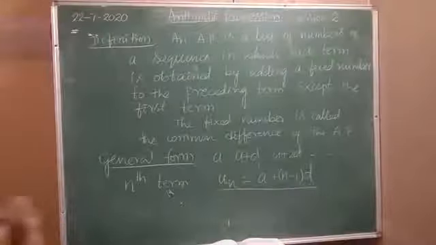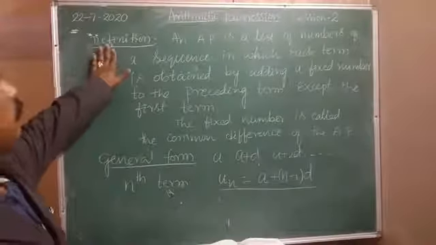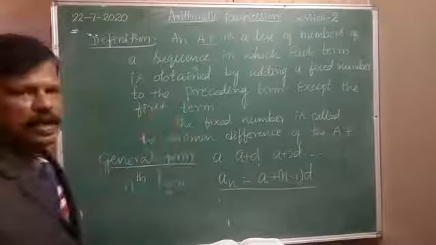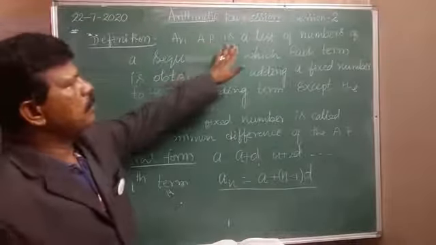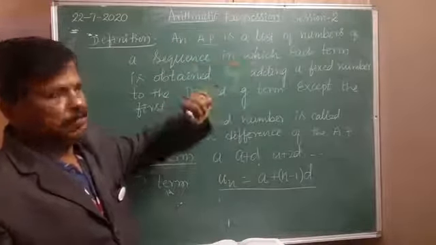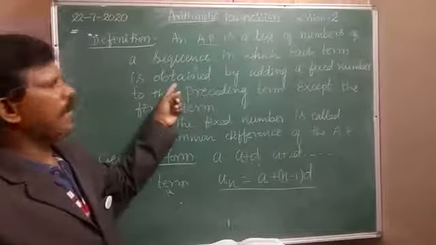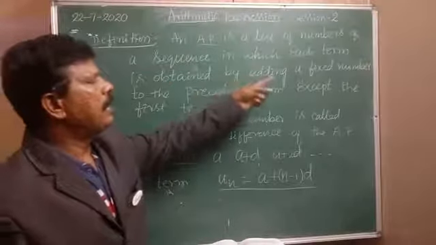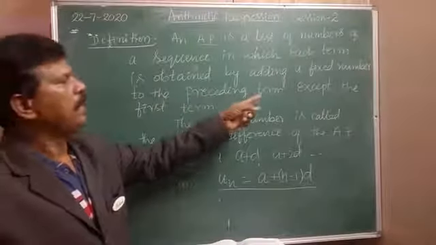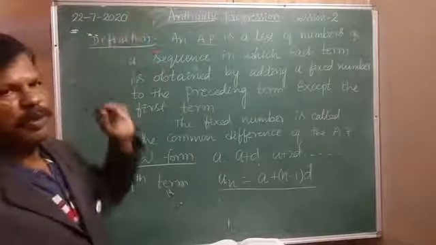In the previous class, I explained what an arithmetic progression is. See here, the definition. AP is the short form of arithmetic progression. An AP is a list of numbers, a sequence, in which each term is obtained by adding a fixed number to the preceding term, except the first term. So this is the definition of arithmetic progression.